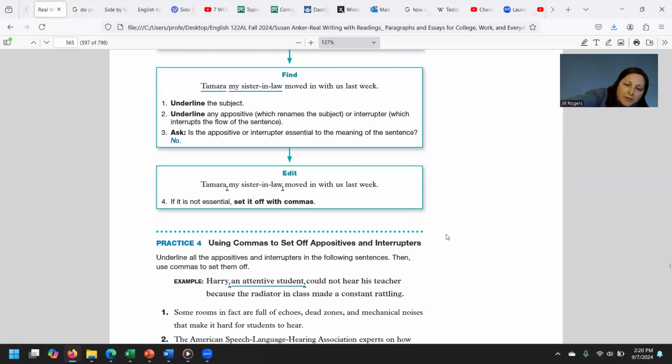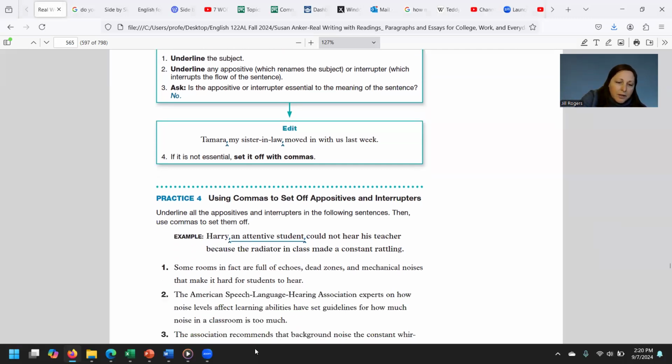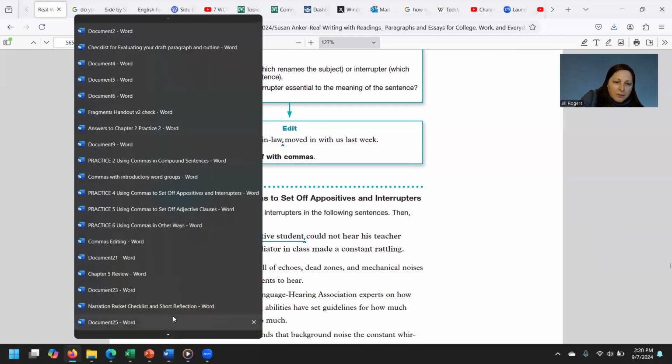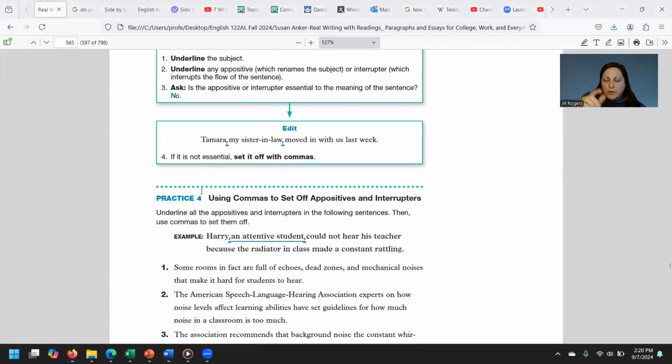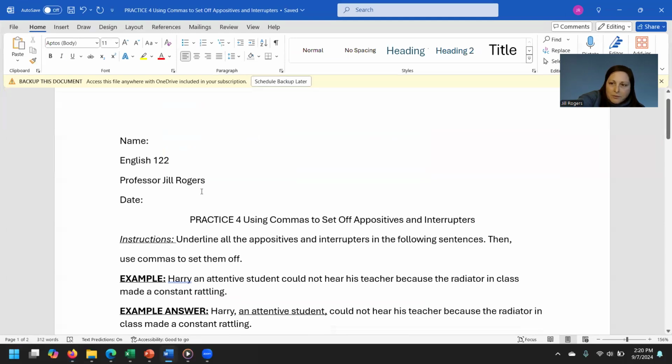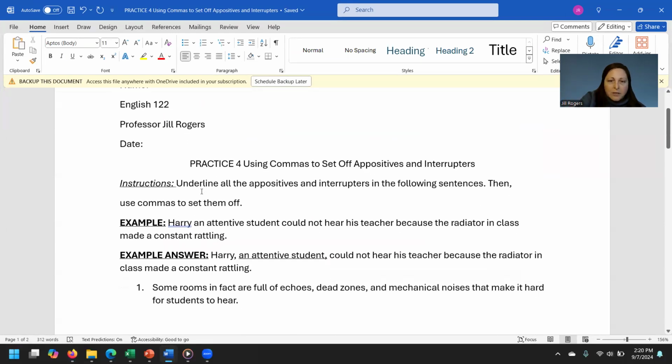Okay. Let's go ahead and go to the handout. Here is the handout, because I think I might have written the instructions a little differently. So actually, I don't want to say it wrong and repeat it. So this is practice 4, below in your module. You should underline all the appositives and interrupters in the following sentences, and then use commas to set them off. Okay. So here's our example, and here's the example answer.